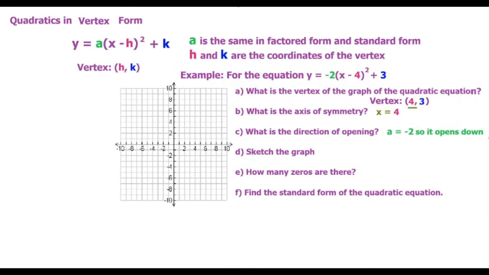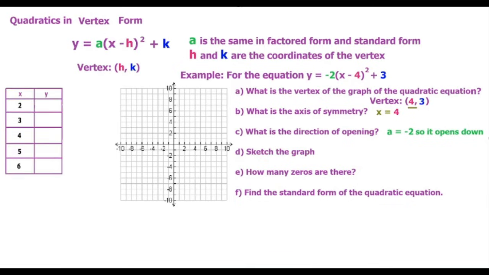So now we can sketch the graph. So let's use our table. And we will use these values, 2, 3, 4, 5, 6. And a good way to figure out how to start is, we know our vertex is (4, 3). So that's going to be in the middle of the graph. And then we can move downward from there and then upward from the vertex to find our different coordinates. So let's start with 2.